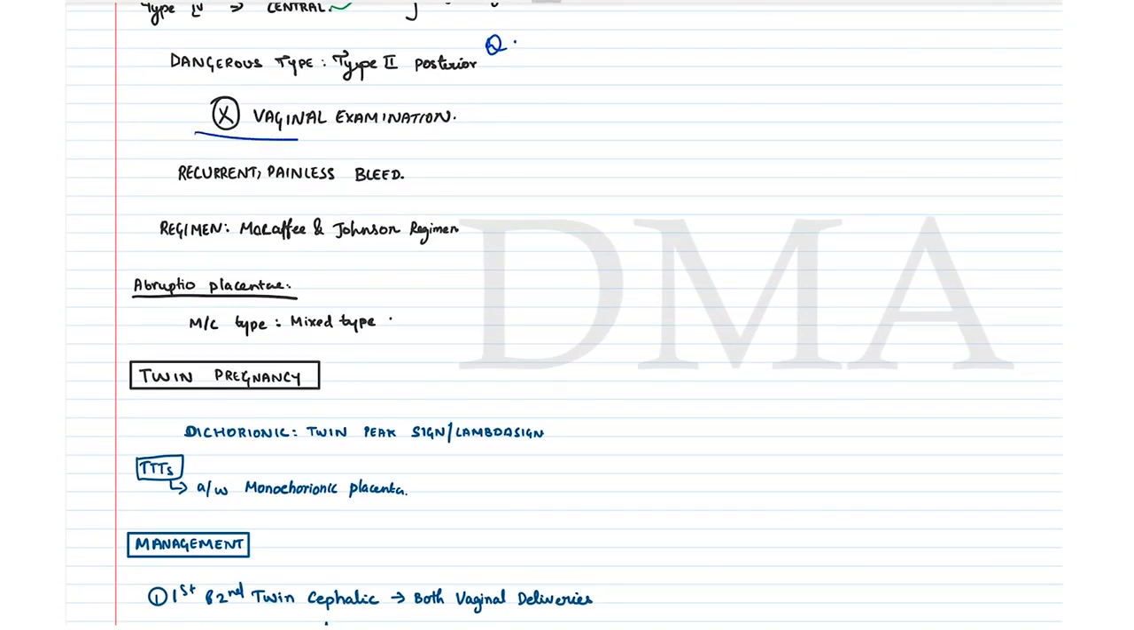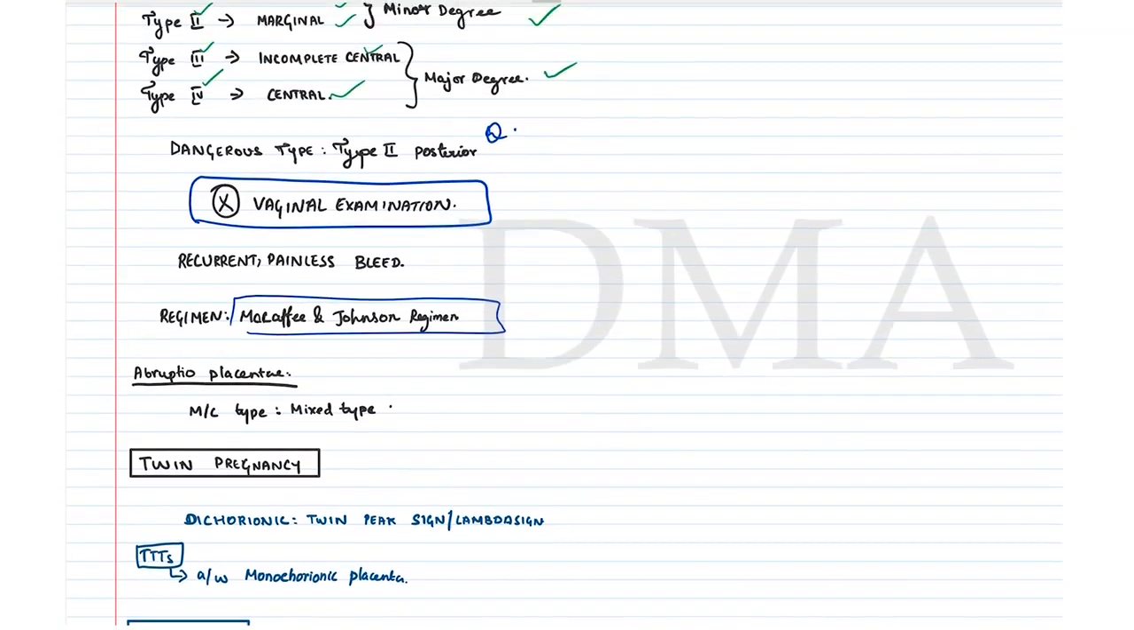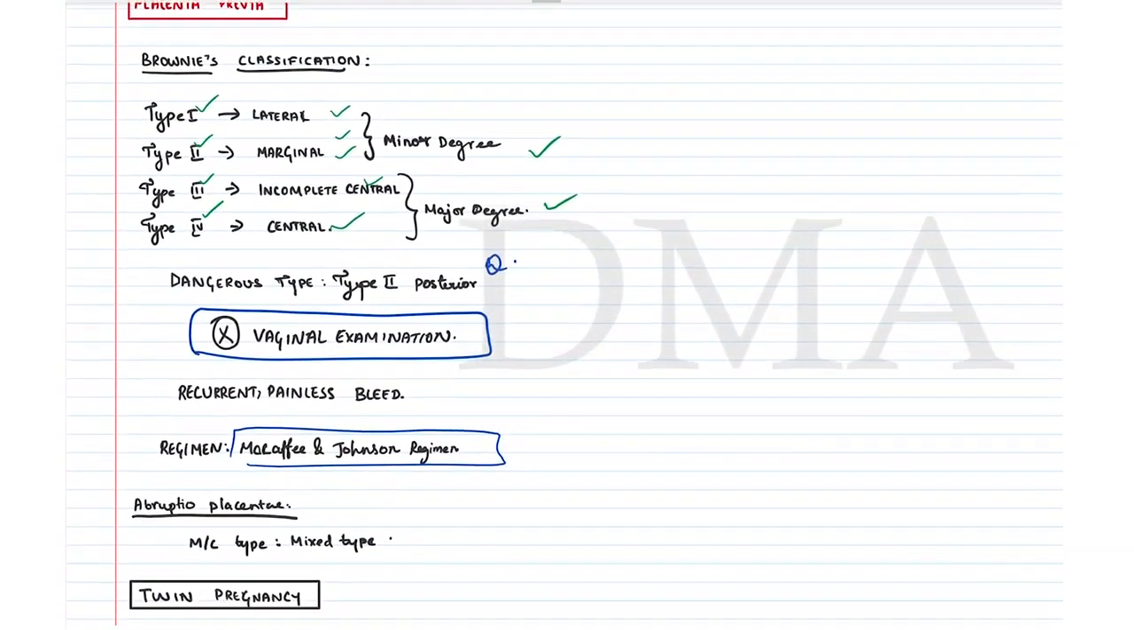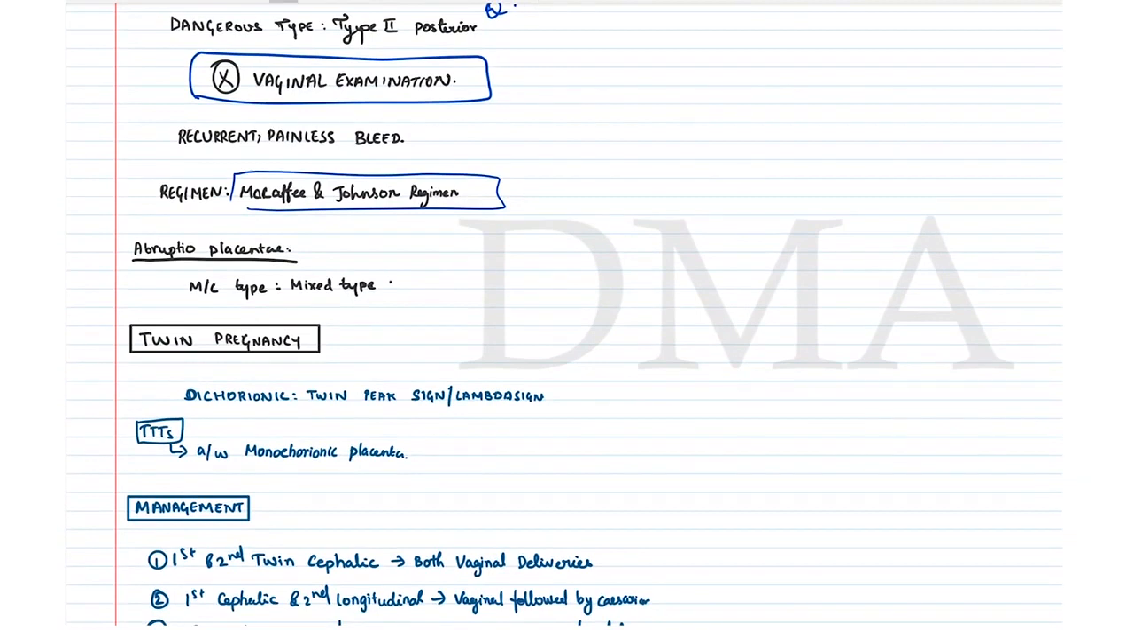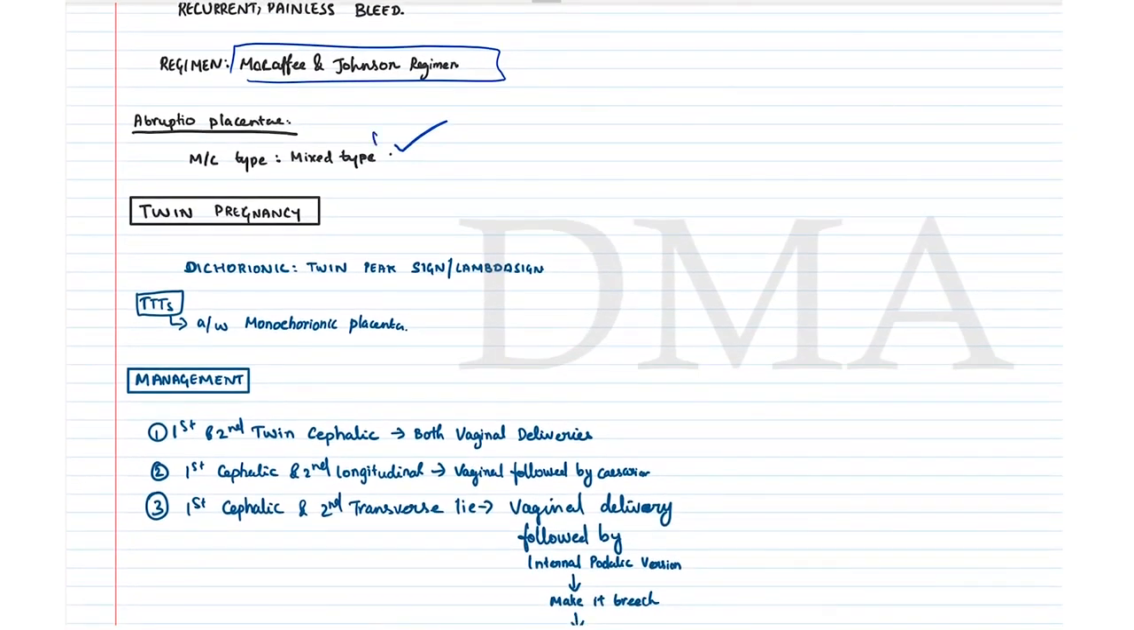And never ever do a vaginal examination in placenta previa. Never ever do it. And the regimen which is used for your placenta previa is the Macafee and Johnson regimen. And next you have to see your abruptio placentae. Most common type is mixed type. That is the only thing you have to remember.